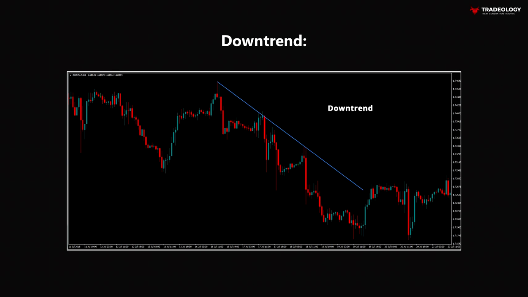Now, the exact opposite is so for a downtrending market. And we can see I've drawn a line from the left to the right of the screen on this price chart from the highs that we can see on the chart. And we can see that there is a clear downward movement there.